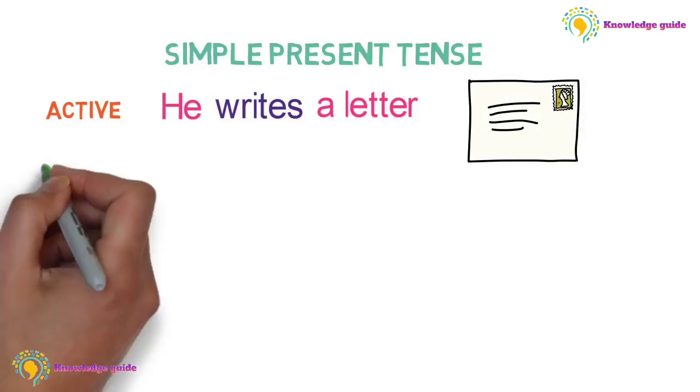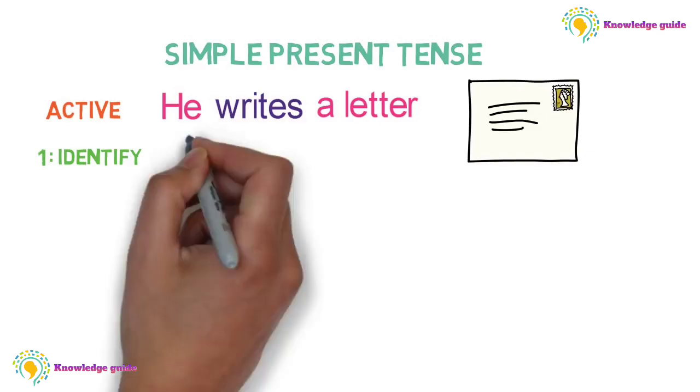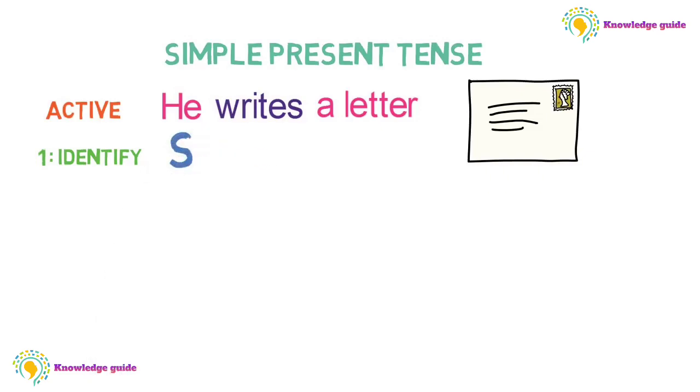Step 1. To identify the subject, object and the verb. In this sentence, who is doing the work? It is he, and thus he is the subject. What is the action performed? It is writes, and thus write is the main verb. On which is the action performed? It is the letter, and thus it is the object. Now we have identified the subject, verb and the object.